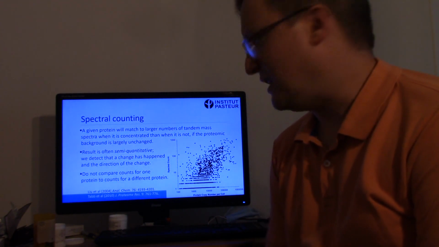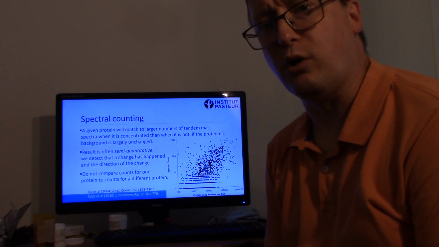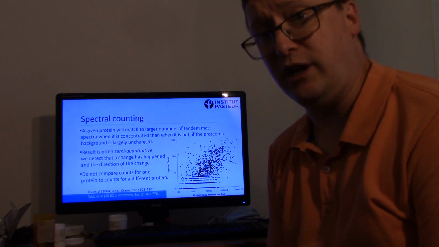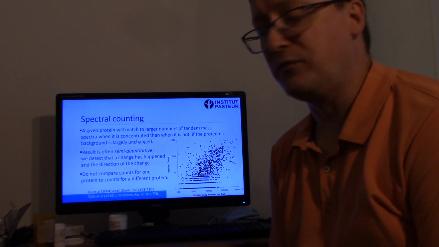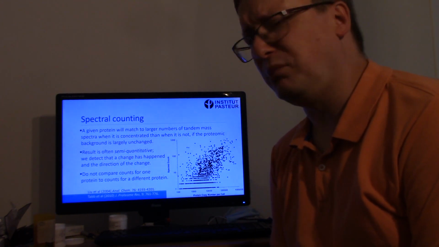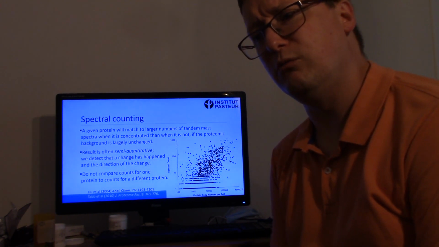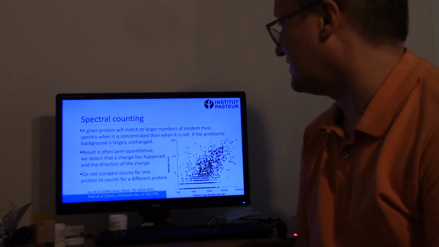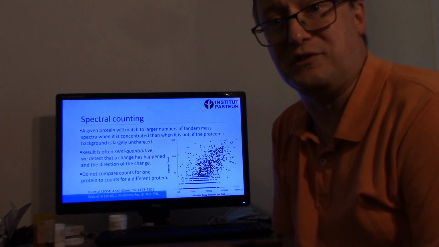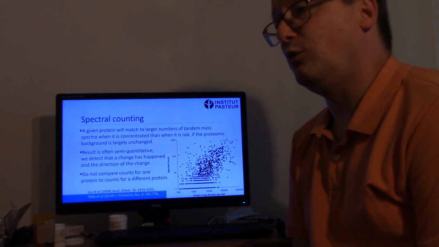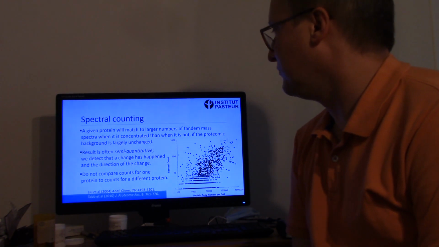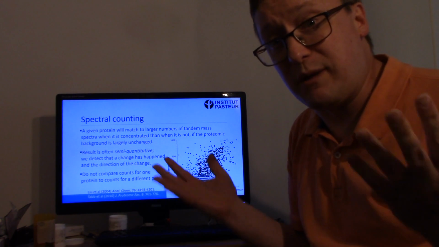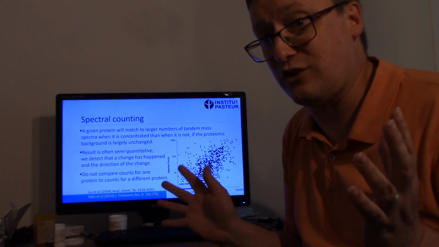Spectral counting is a method that was published all the way back in 2004 and has been used quite frequently in the label-free shotgun proteomics world. It is a relatively simple technique, and yet I find that there are a lot of people who misunderstand several aspects of it. So I will start by saying, at first principles, a given protein will match to more spectra when it is concentrated than when it is not, if the proteomic background is largely unchanged.